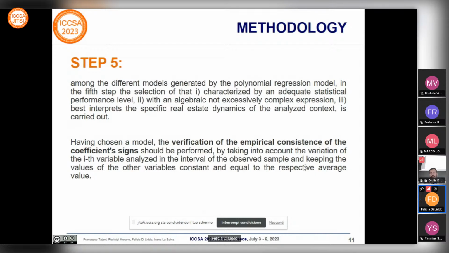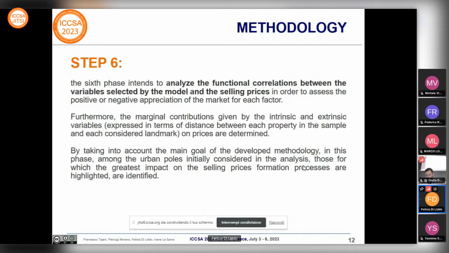Having chosen the best model, the verification of the empirical consistency of the coefficient signs should be performed. The sixth phase intends to analyze the functional correlation between the variables selected by the model and the selling prices in order to assess the positive or the negative appreciation of the market for each factor. The marginal contributions given by the factors on prices are so determined.